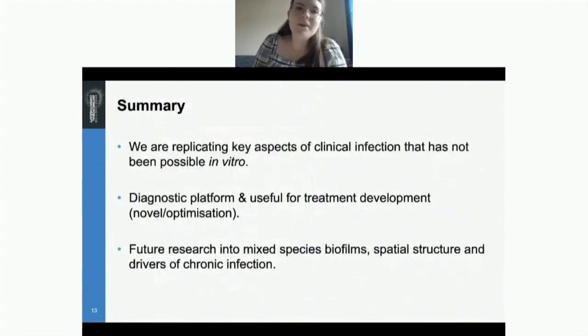So in summary, we are able to replicate the key aspects of clinical infection that have not yet been possible in vitro. Not only is this a massive move forward in getting close to what we're seeing in the clinic, but it also means that the ex vivo pig lung model could be used as a potential diagnostic platform. Currently, when we're prescribing antibiotics, we may not be able to accurately determine whether an infection is going to be resistant or susceptible, because the way we're growing them in the lab is not the same as the way they are grown in the clinic.